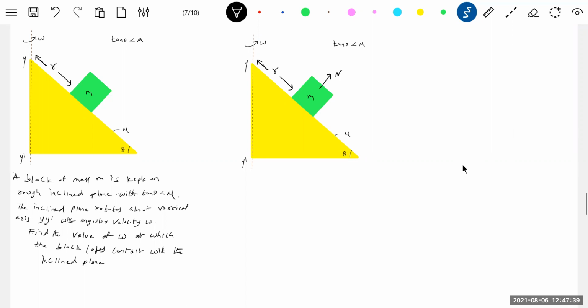Okay, this is about the forces that are acting. Pseudo force, sorry, centrifugal force, m omega square x. I don't know that, this I'll call x.